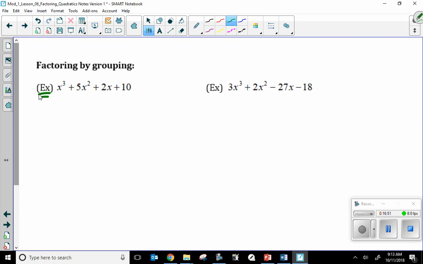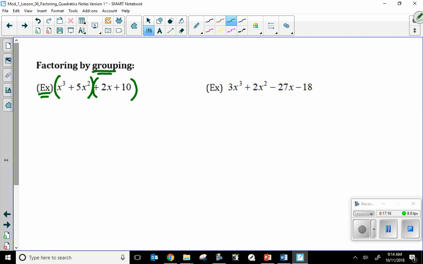So you'll see this probably once in the exam. They always like to stick this on the exam once. Factoring by grouping. I'm literally going to group. That's why it's called grouping. The first two terms together and the second two terms together. That's why it's called factoring by grouping, because we can group those terms.